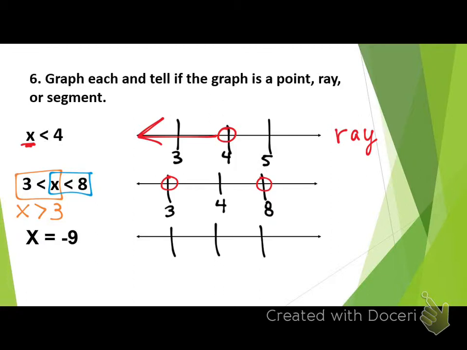Okay, so first, we know one thing. We know X is greater than 3. So greater than would be going towards the 8. You don't go past the 8. Then we know X is less than 8. It is indeed a segment. I told you. But sometimes it will not be a segment. I'm just letting you know. Yep. Sometimes it could be 2 rays.